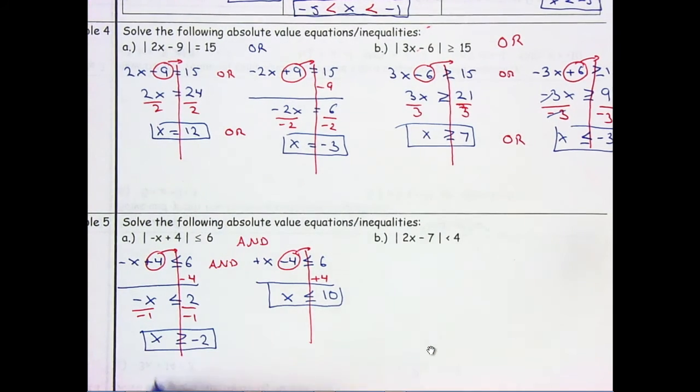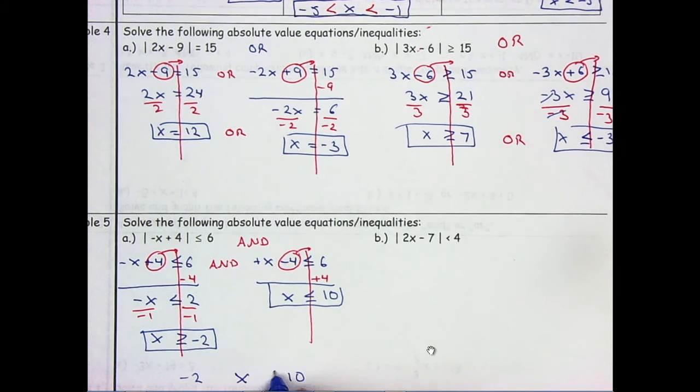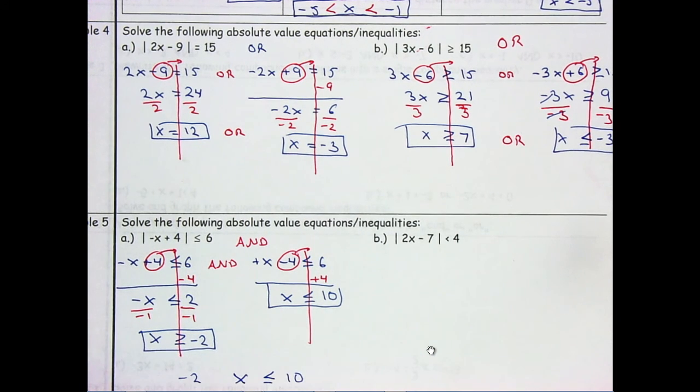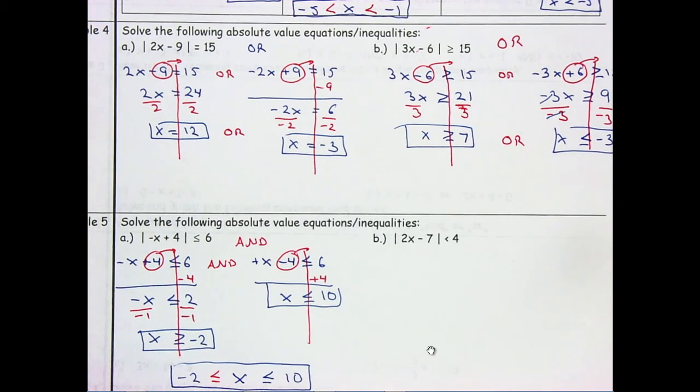Since it's an AND, we're going to have to rewrite it. We're going to place that x in the center. The smaller value, which is the negative 2, on the left, the bigger number on the right. If you notice, this one will be exactly the same. X is less than or equal to 10. This one, the alligator is in the x, and because we're going to have to read it backwards, it will be x is greater or equal to negative 2. Go ahead and work on letter B and see what you get for your answer.